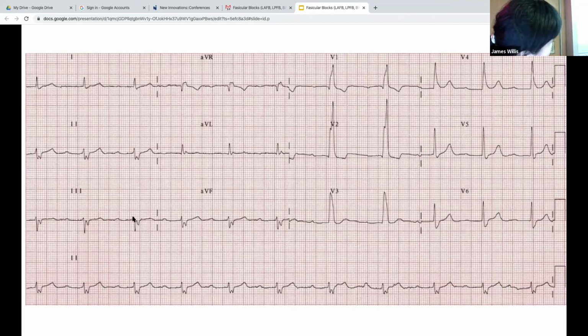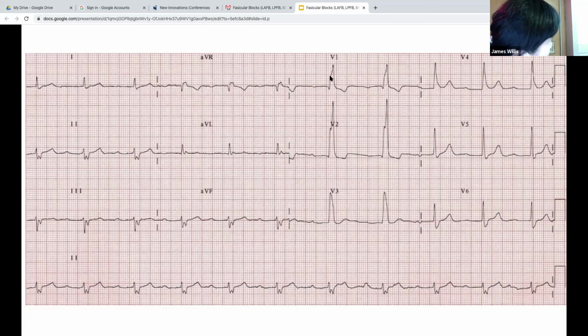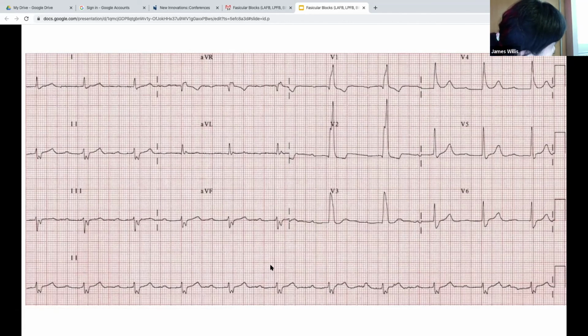Even though it's more subtle because of the weird looking QRSs, you do have that RS morphology in the inferior leads, the first up and then down. So this is another example of a left anterior fascicular block, an example of first degree AV block, and you have a right bundle branch block here as well. It's a little bit more subtle, the RSR prime here, but it does fulfill the criteria. So again, another fascicular block.